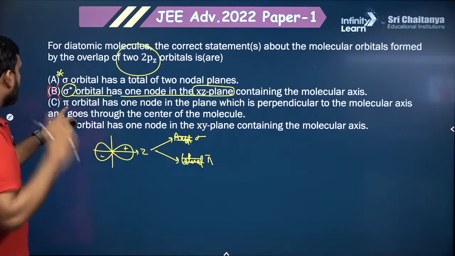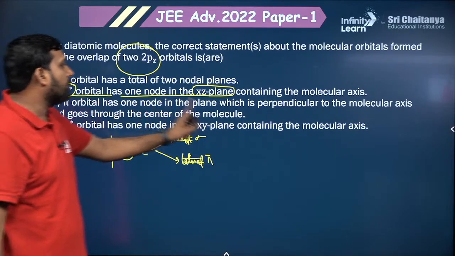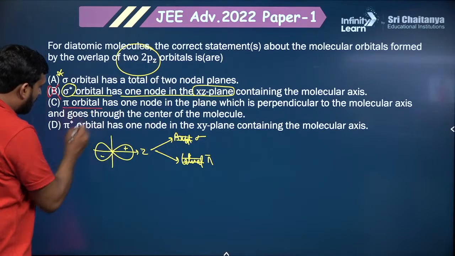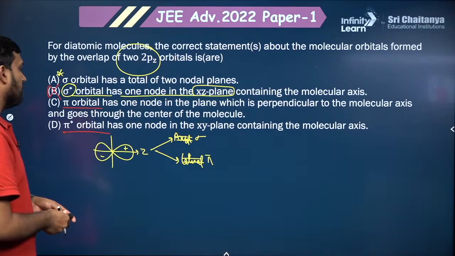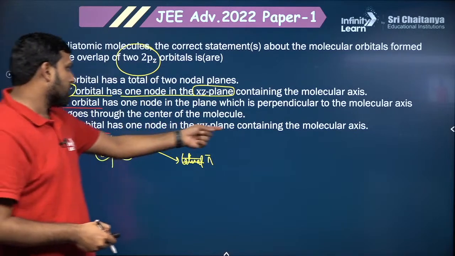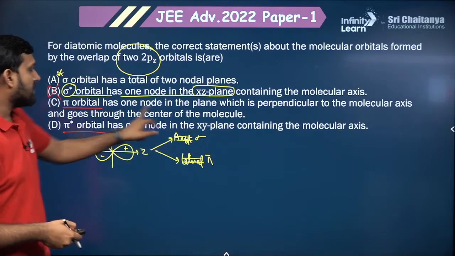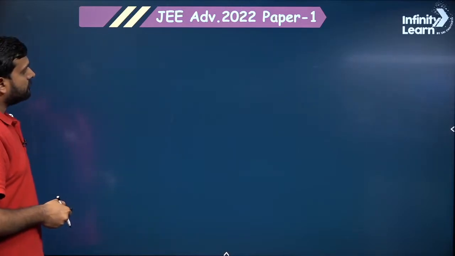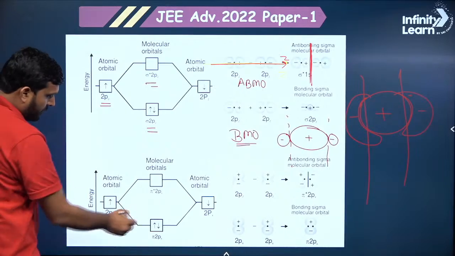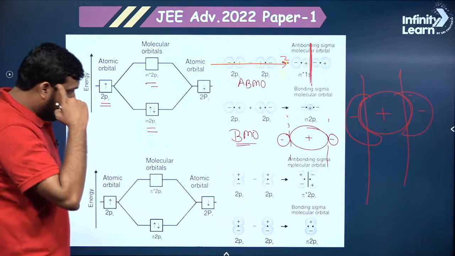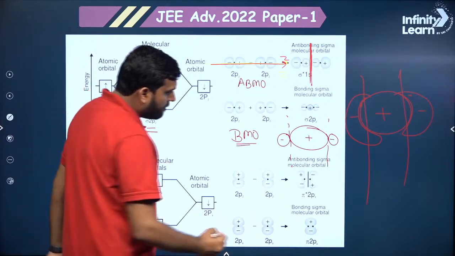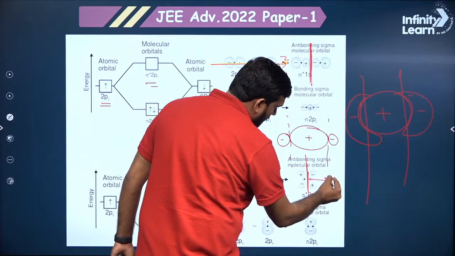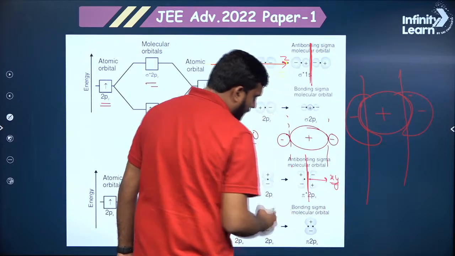Now going to C: the pi orbital has one node in the plane which is perpendicular to the molecular axis. So they are talking about pi orbital and pi star, and one node in the xy plane. Here they are saying that the node is perpendicular to the molecular axis. So for pi anti-bonding, yes, there is a nodal plane in the xy plane. So statement D is correct.